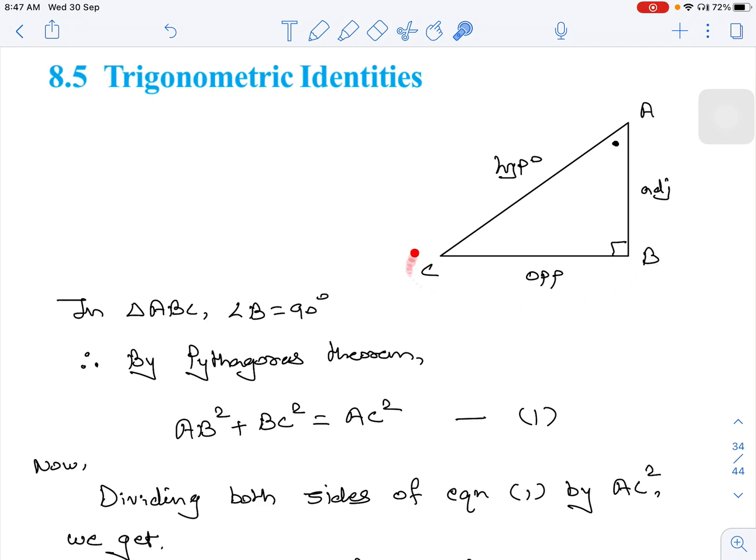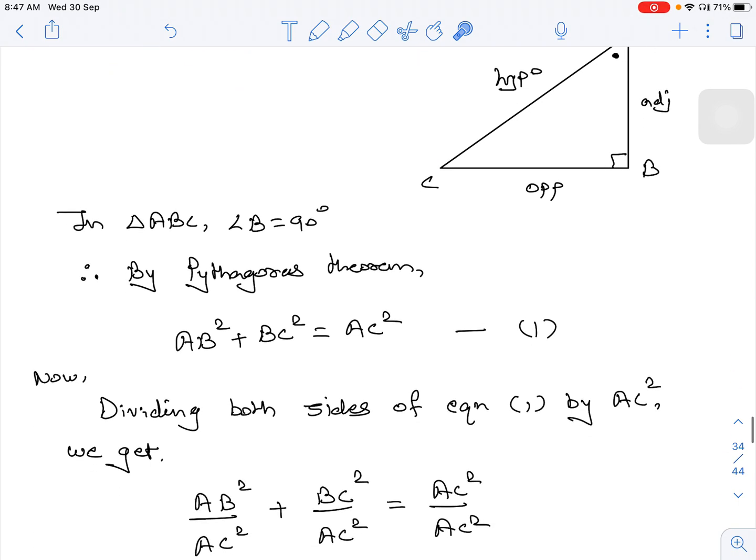Now since it is a right angle triangle, we can apply the Pythagoras theorem here. In triangle ABC, angle B is 90 degrees, that we have written here. So by Pythagoras theorem, the sum of the height and base, that is AB square plus BC square, will be equal to the hypotenuse, that is AC square. This is our equation number 1. This equation we are going to use again and again.